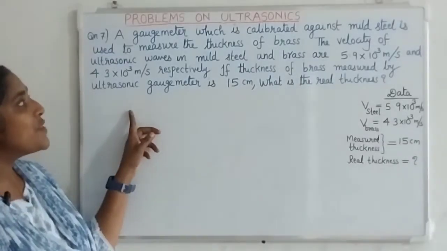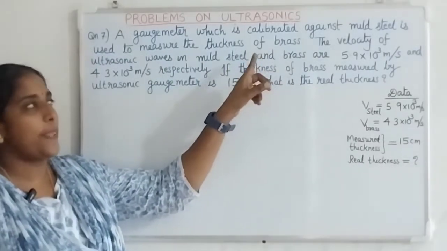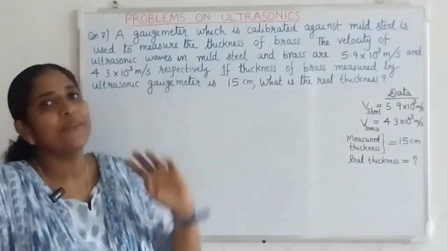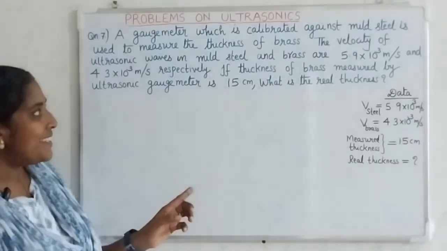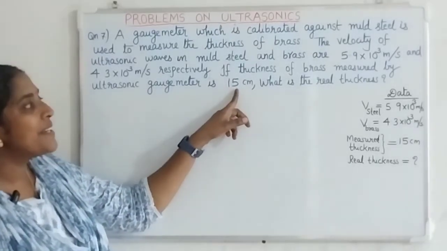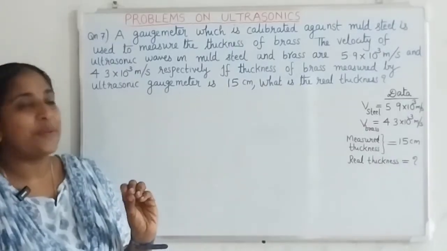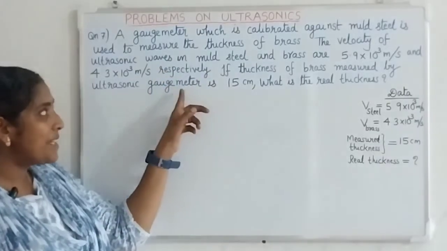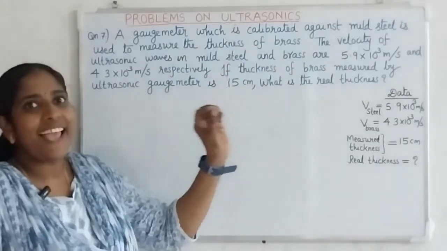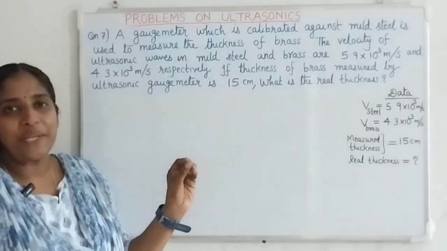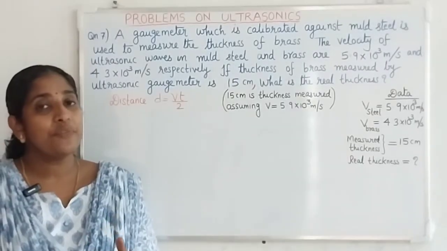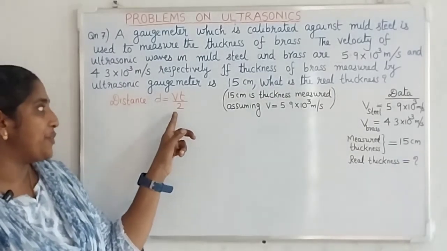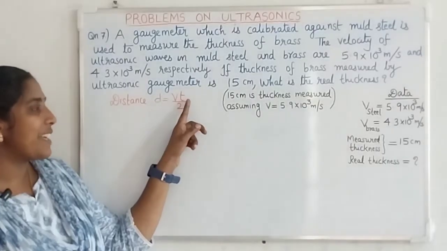Here the gauge meter is used to measure the thickness of brass, but that gauge meter is not calibrated using brass, it is calibrated using steel. Then the thickness measured is 15 centimeter, but this is not the actual thickness because the meter was calibrated using steel. If the gauge meter was calibrated using brass, we would get the real thickness. Now we want to find out the real thickness. The thickness of the brass is calculated using the expression distance d equal to Vt by 2. V is the velocity of the sound, t is the time taken.